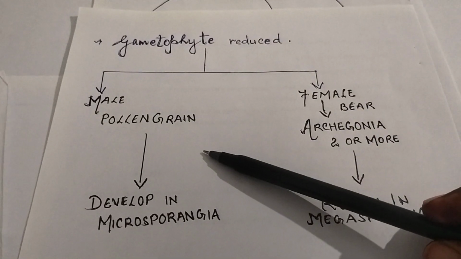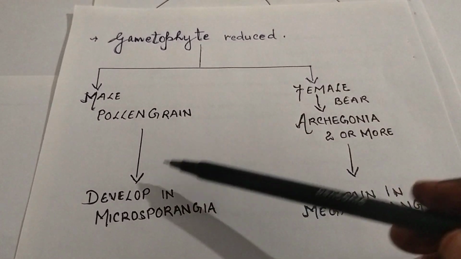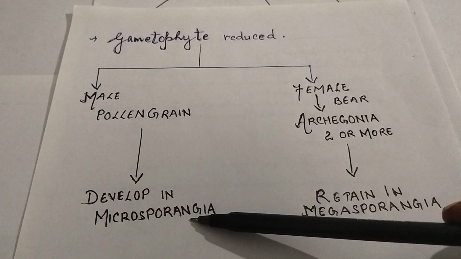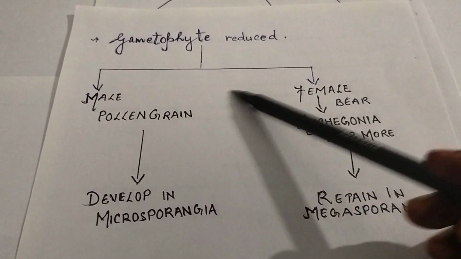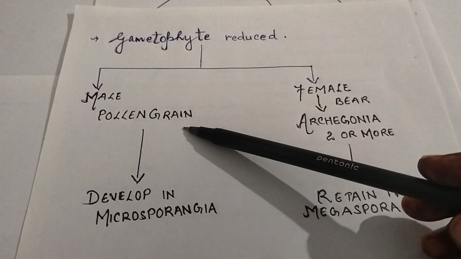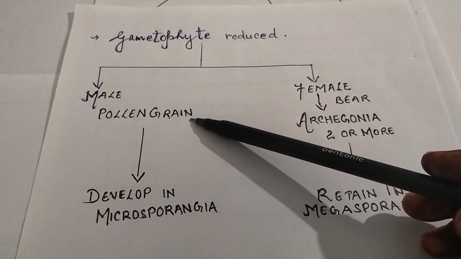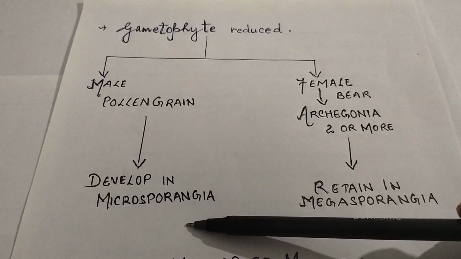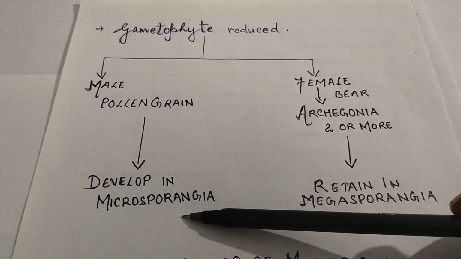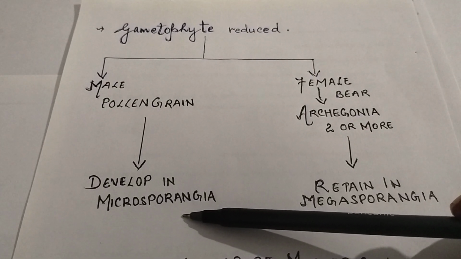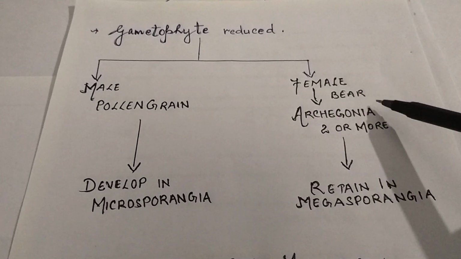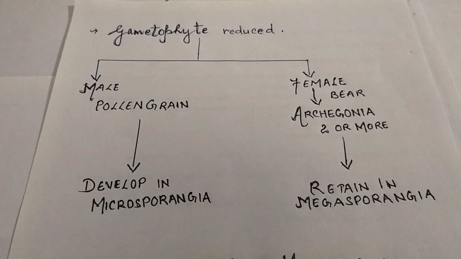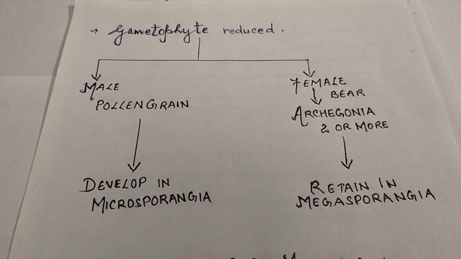Okay, the development of this pollen grain, where will it take place? It takes place in microsporangia. It itself is a male gametophyte, but it is so much reduced that its development takes place where? In the microsporangia, where the spores are formed. Okay. Now, the female gametophyte: the female megasporophylls form the female gametophyte.